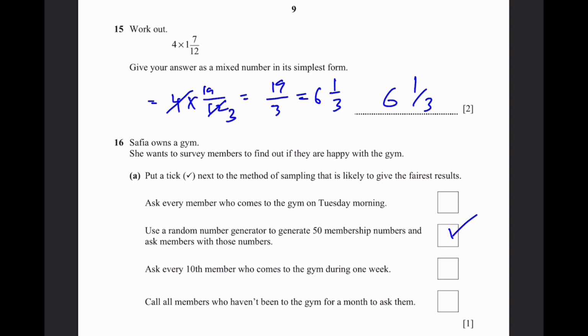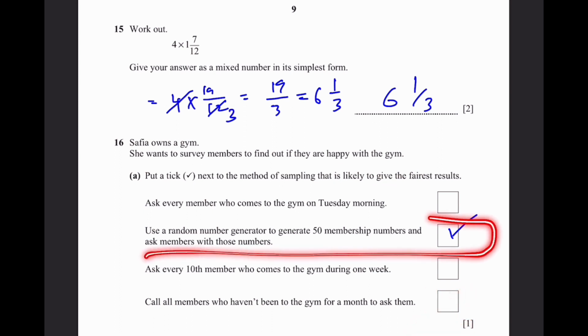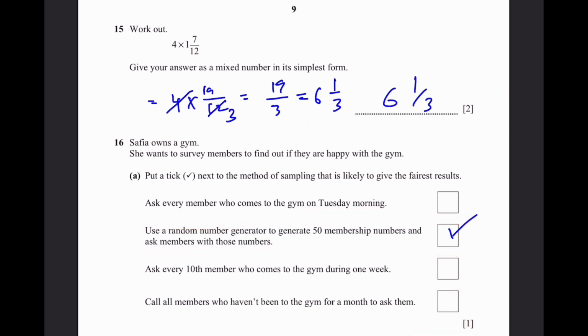Call all members who haven't been to the gym for a month to ask them. Well, if they haven't been to the gym for a month, why do you want to ask them? They're probably not happy with the gym because of that. So we cannot use that as well. The only one left is the second option. And why is that correct? Because using a random number generator to generate 50 membership numbers means that they are members of the gym and they usually come regularly. And a random number generator means there's no bias towards any timing of the person coming or what day the person comes. That's the answer.